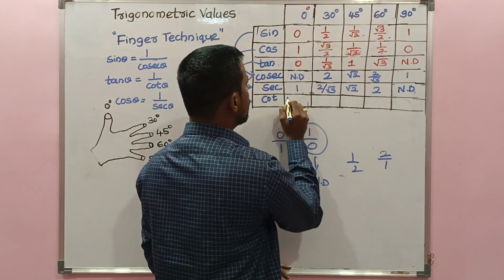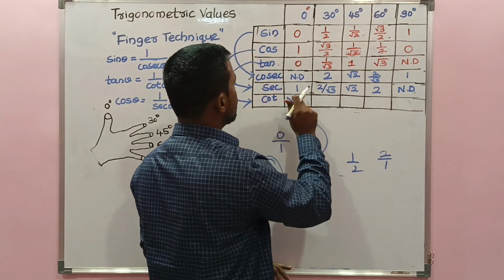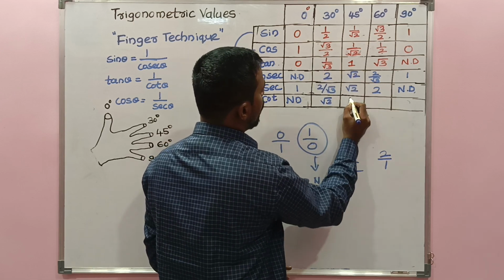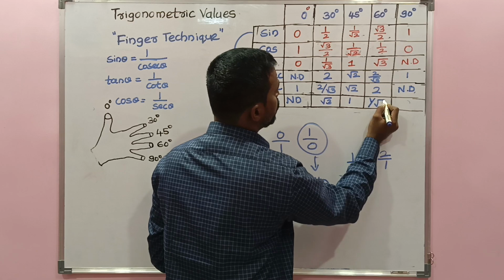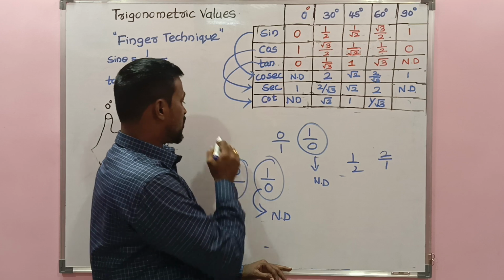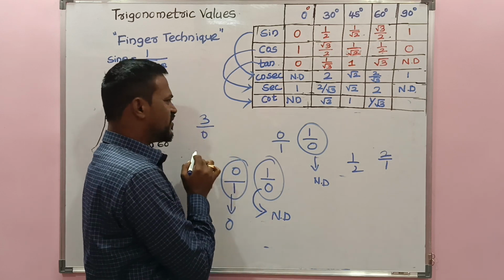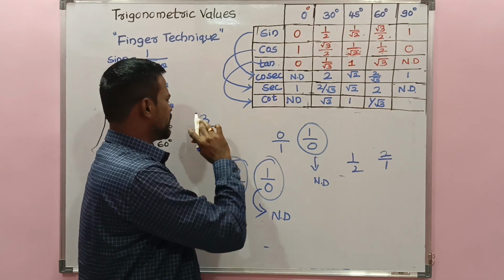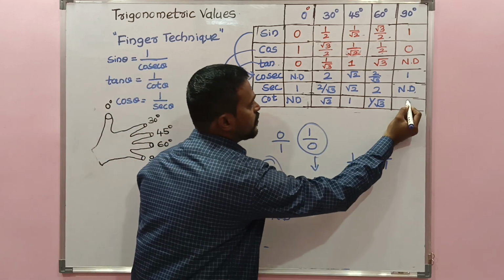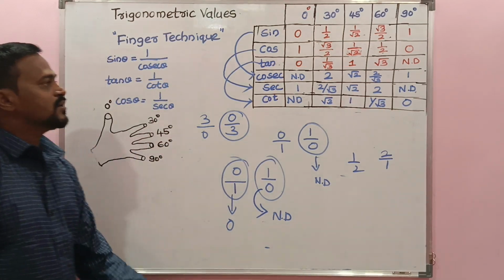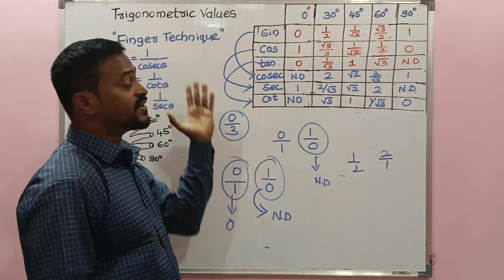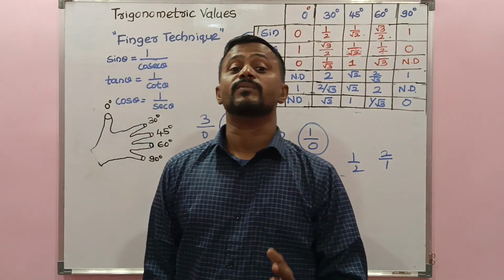Finally, 0, not defined, root 3, 1, 1 divided by root 3, and the reciprocal of not defined. Maybe 3 by 0 is a not defined one, anything it may be. So when you take a reciprocal, this is going to be 0 by 3, whose answer is 0. So this is how we can find the trigonometric values using the finger technique without actually remembering them.